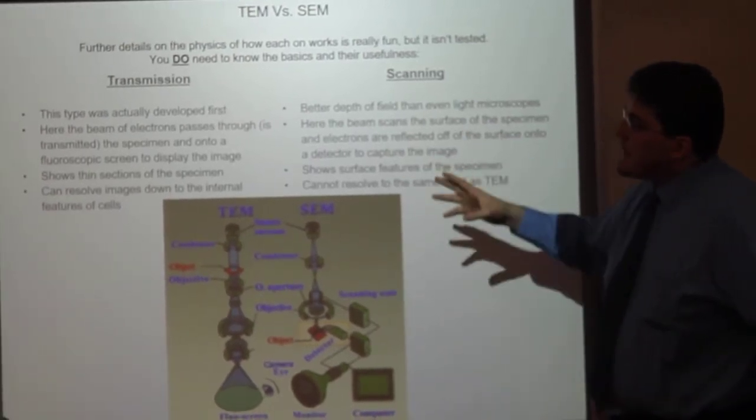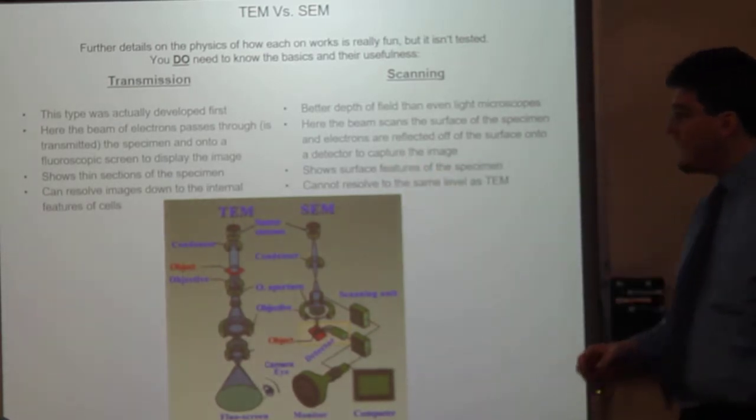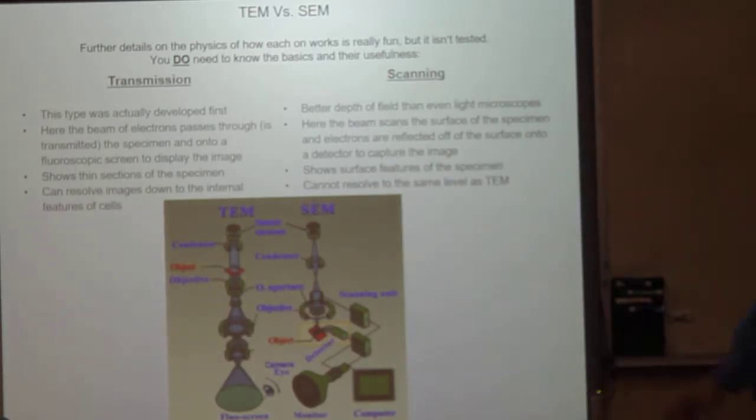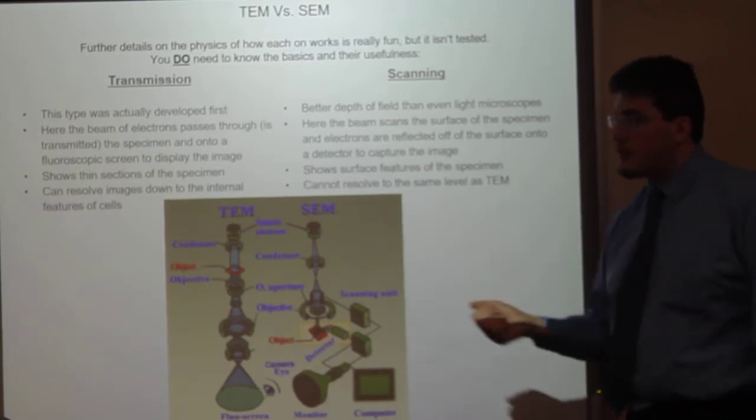In here, the beam of electrons passes through the specimen and then is scattered onto a detector. Versus the scanning electron, where you bounce the electrons off of the surface of the specimen and then onto a detector, and that shows you surface features.